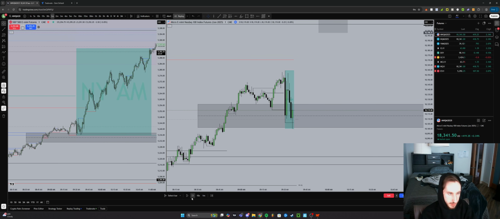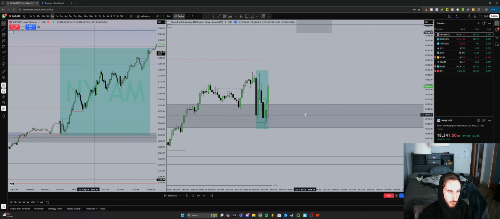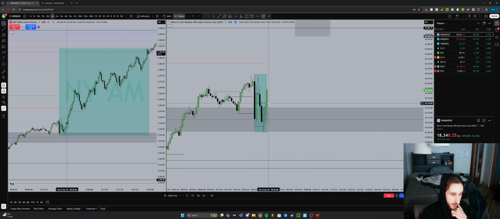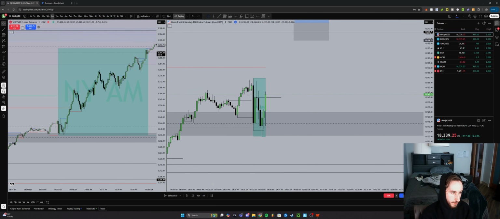Like I said, CISD or some sort of inversion fair value gap. We never got an inversion anywhere, but as you can see right here, we actually did get a 1-minute change in delivery. I did not take this one. I was not really paying attention, if I'm being 100% honest. So that was a change in delivery there, because this whole sequence of candles made the new low sweeping out that low. Okay, so that is the valid change in delivery.